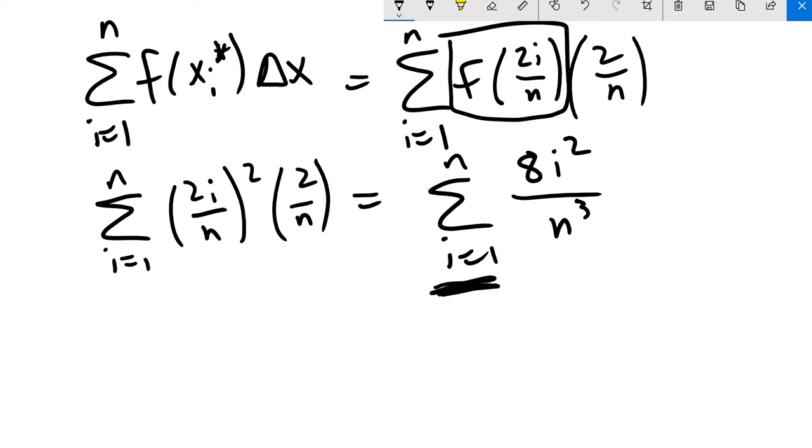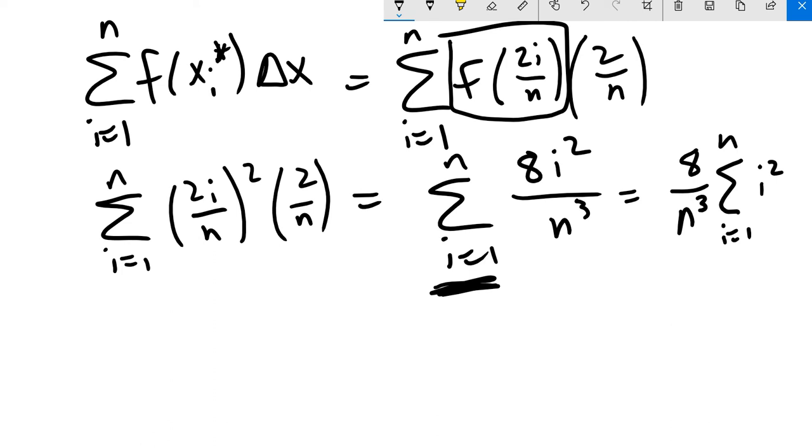So really the summation is only depending on the i, which means we can pull out anything other than an i. So you can notice that I can pull out 8 over n cubed. And then we're left with the sum from i equals 1 to n of i squared. So this is starting to look a little bit nicer.